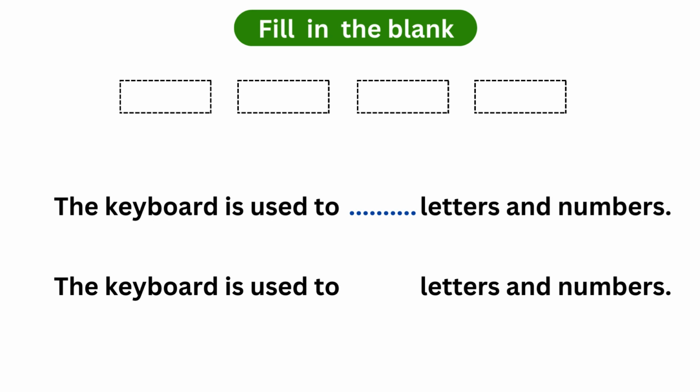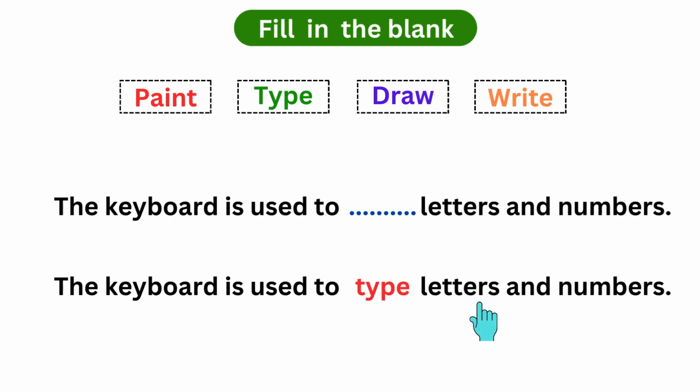Here's the fifth fill in the blank question for you. The keyboard is used to dash letters and numbers. Your options are paint, type, draw, write. And the correct answer is the keyboard is used to type letters and numbers.